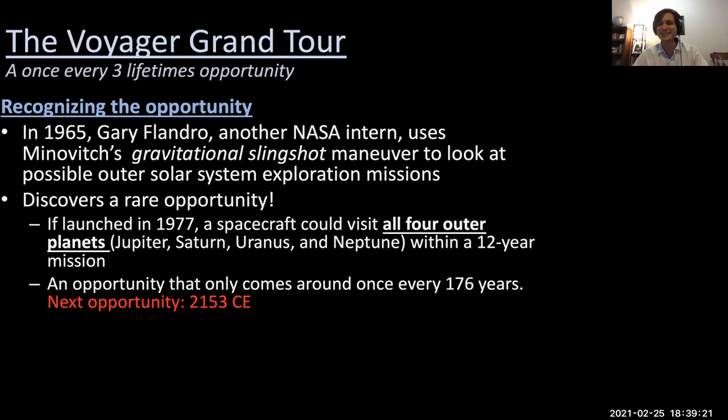This is amazing. This gets past the problems of trying to get out to the outer solar system. For the first time, we have a way to really go out and explore and visit the outer planets. And here's an opportunity of opportunities. Visit all the planets in one go. This is a very rare opportunity. It only happens once every 176 years. So we're not going to get another opportunity to plan a mission like the Voyager missions until 2153.